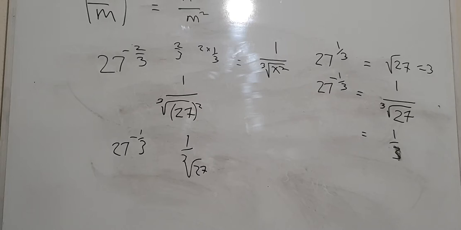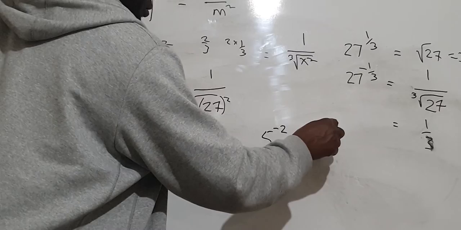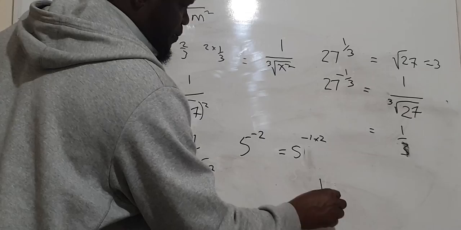But if you analyze it, like 5 to the power minus 2, let's say. This is the same thing as saying 5 to the power minus 1 times 2. 5 to the power minus 1, when we deal with that, we are going to 1 over 5. But this was about the square? You mean the square of 5.